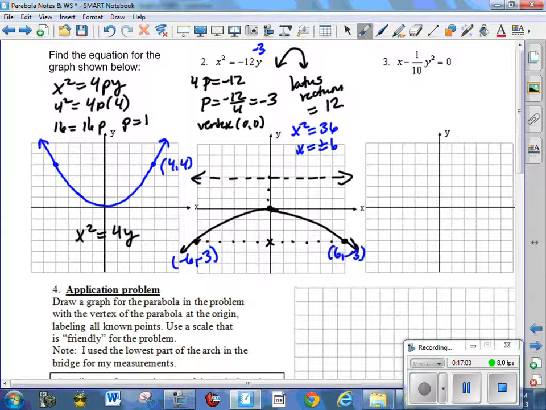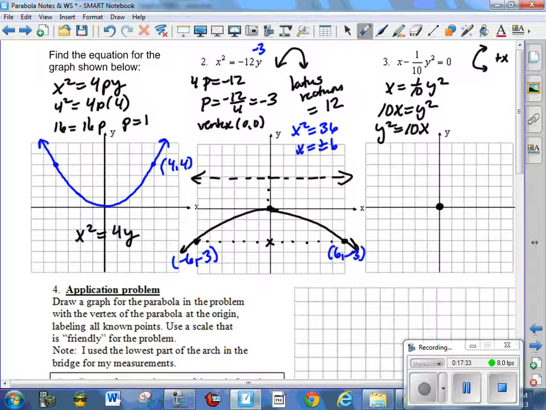We need to isolate the squared variable. So the first thing I'm going to do is say x is equal to 1/10 y squared. Then I'm going to multiply both sides by 10, and so I have 10x equals y squared, or y squared equals 10x, if that makes you feel better. So that means we're going to start at p here. Our vertex is at the origin. Which direction does it open? Positive x direction.